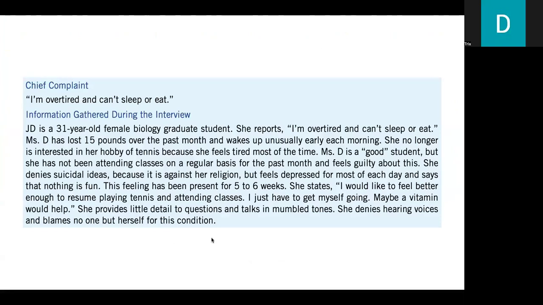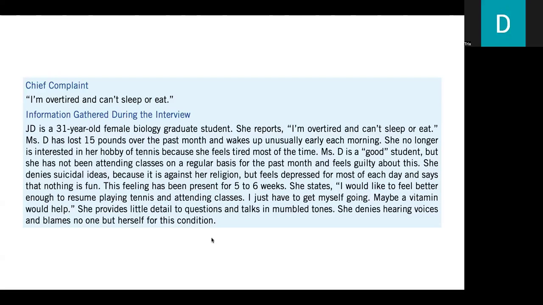Miss D has lost 15 pounds over the past month and wakes up unusually early each morning. She no longer is interested in her hobby of tennis because she feels tired most of the time. Miss D is a good student, but she has not been attending classes on a regular basis for the past month and feels guilty about this. She denies suicidal ideas because it is against her religion, but feels depressed for most of each day and says that nothing is fun.